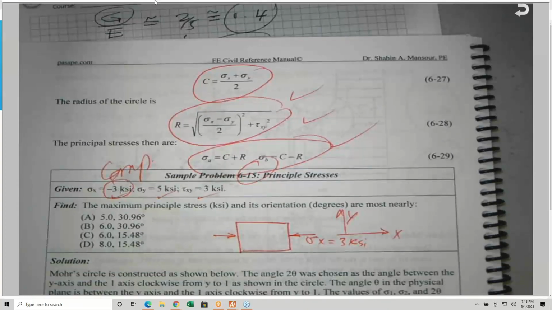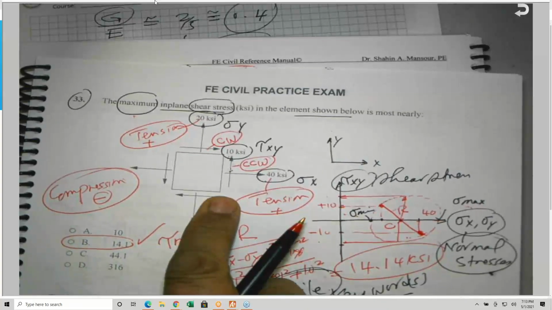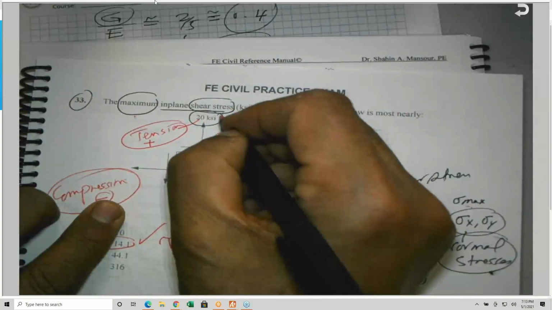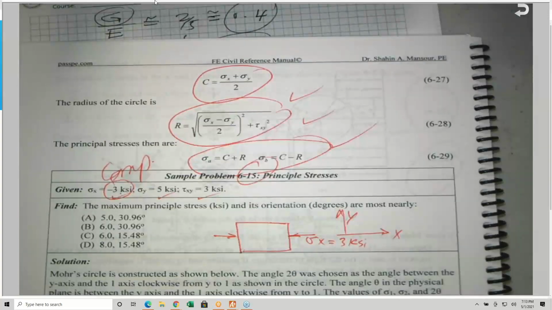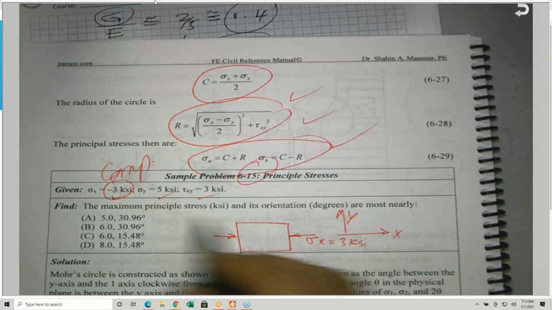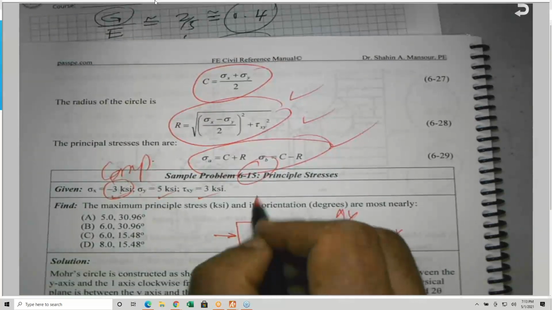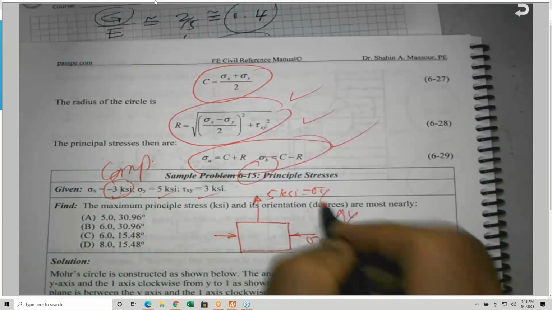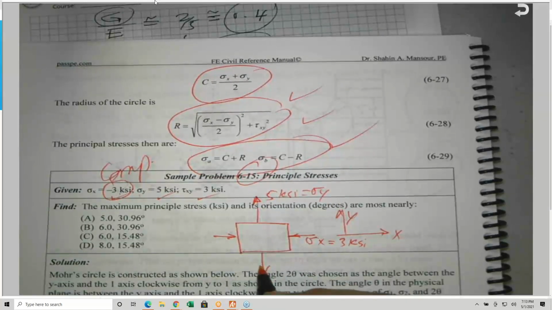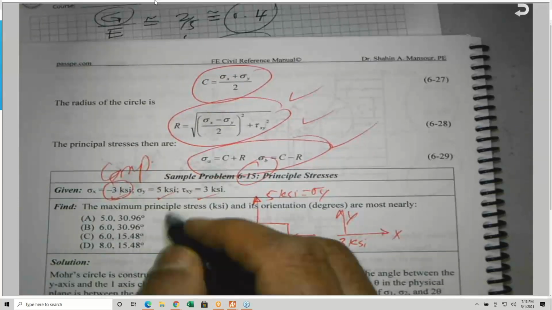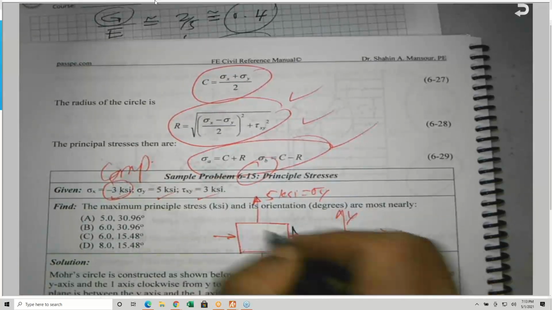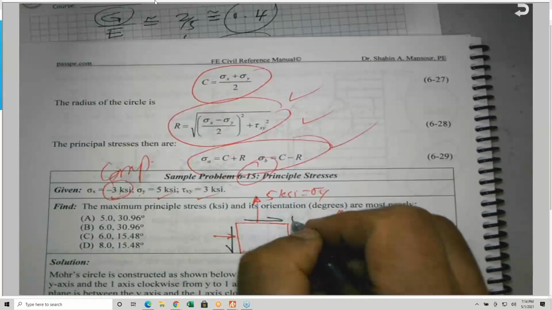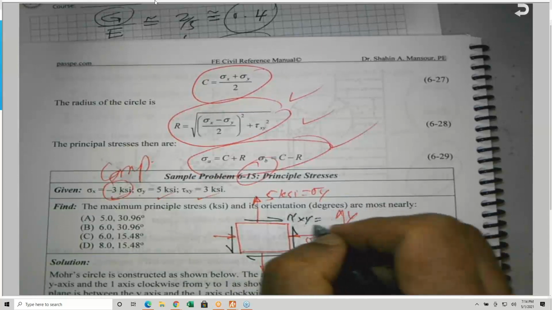Not necessarily that the problem will be given like this. Both of them are tension, and this is why both of them are positive, as we agreed upon. And the sigma Y is tension. Here it is, so this is 5 KSI, and this is sigma Y. And the same story here. As far as the shear stress, one this way and one this way, they are equal for equilibrium. This is the tau XY, which is equal to 3 KSI.